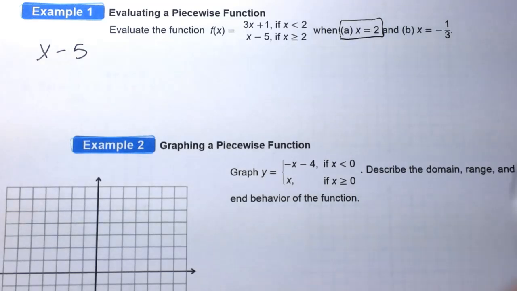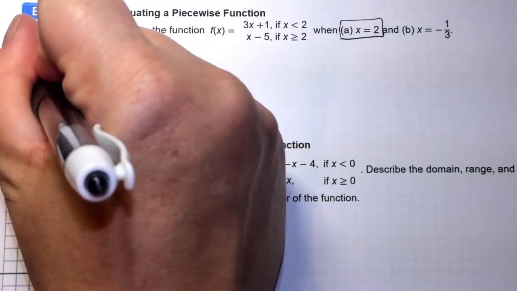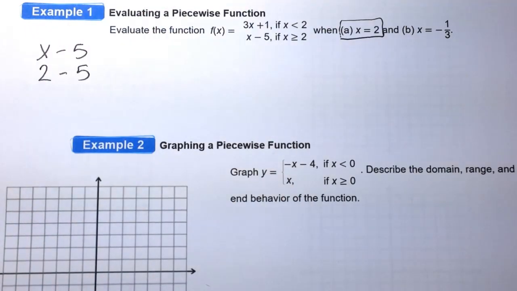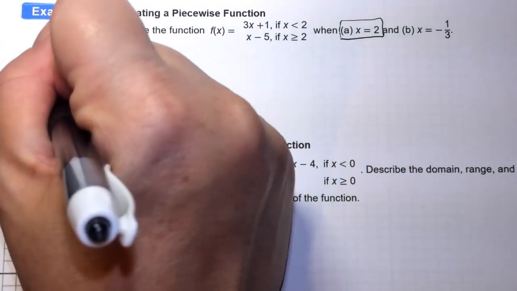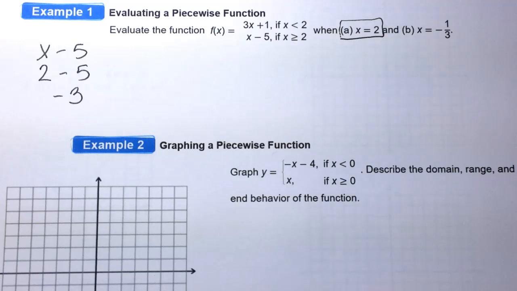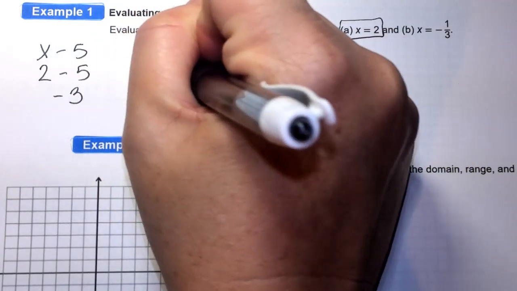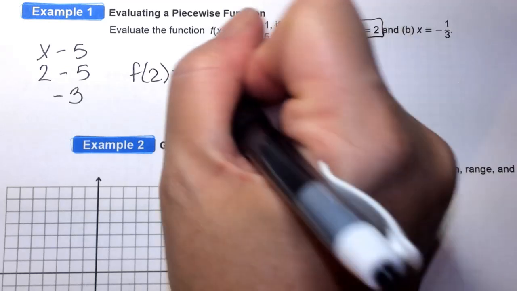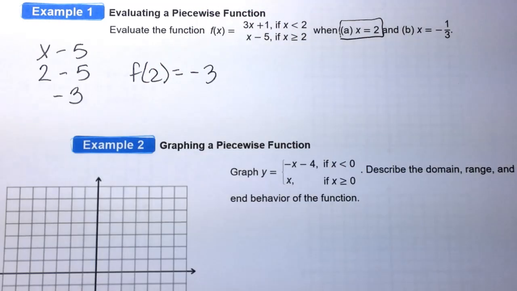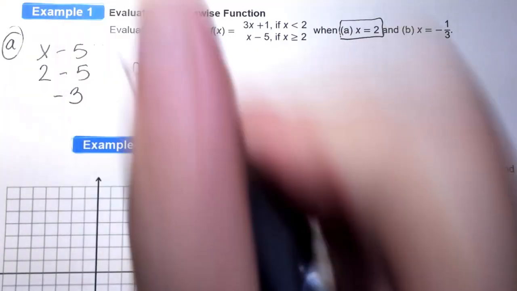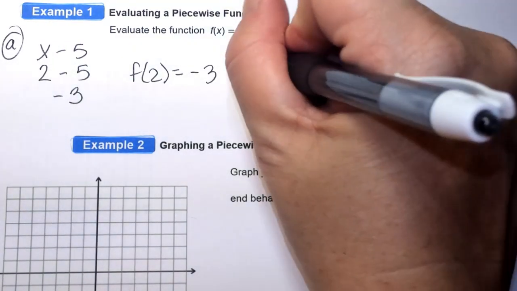So what does that mean? We're going to take this value of 2 and we're going to plug it in for x. And if you take 2 minus 5, you should get negative 3. So f of 2 is equal to negative 3. So this was part A. I think I forgot to write that. I did. All right, so let's look at part B.